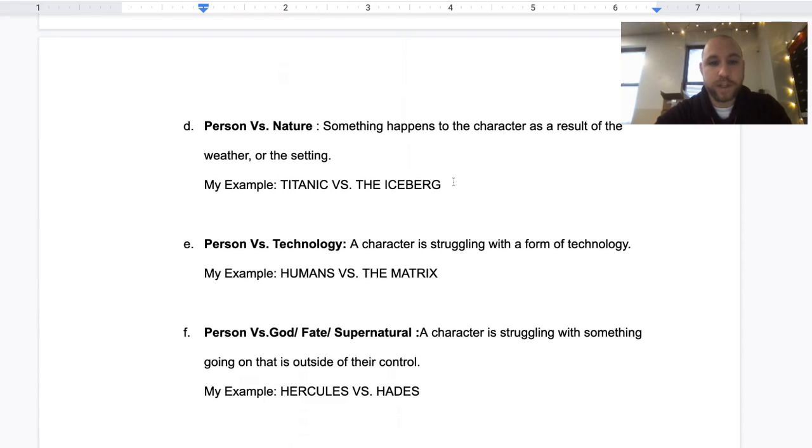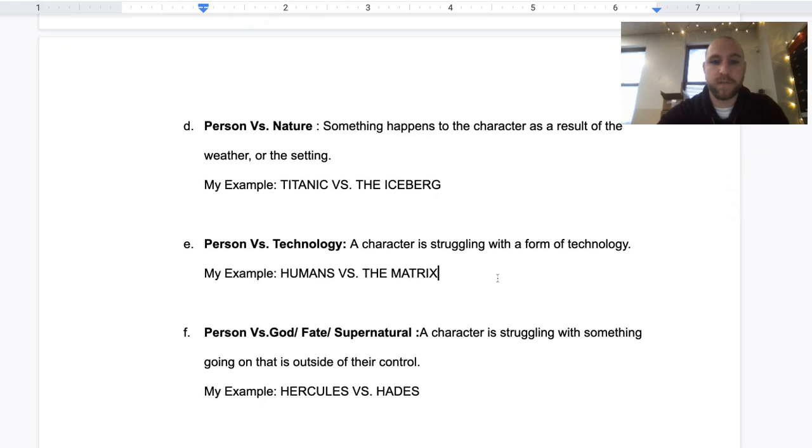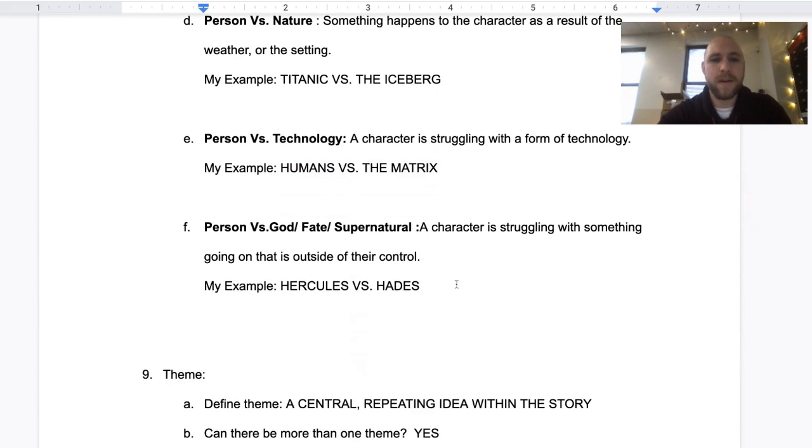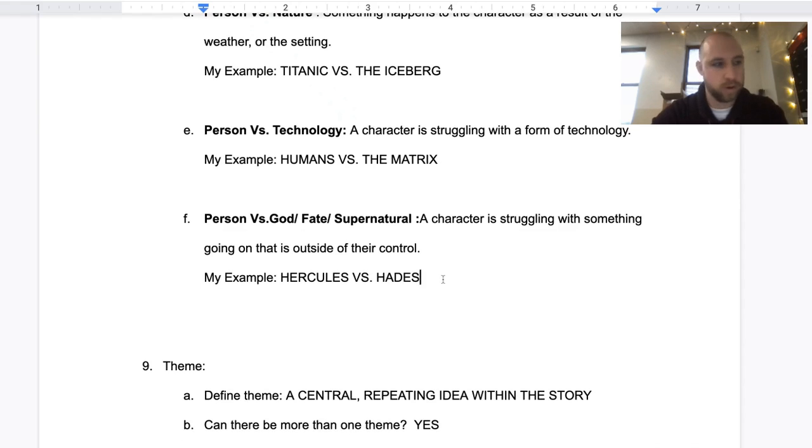Here we have person versus nature. Any disaster movie, right? The Titanic versus the iceberg, or people versus a snowstorm. Person versus technology, all of our stories of robot uprisings, right? So humans versus the Matrix. And then person versus God or fate or supernatural. I bundle these all into one. An example might be Hercules versus Hades, right? He's fighting against destiny. He's fighting against the experience that he had as a child that he had no control over, and now he's trying to change his life. So it's Hercules versus Hades, person versus God.